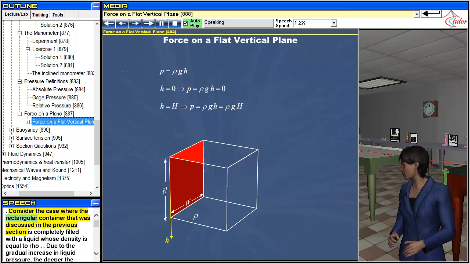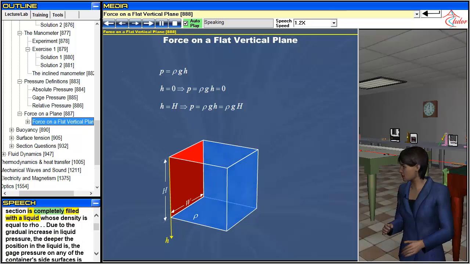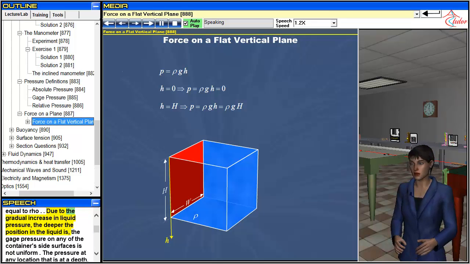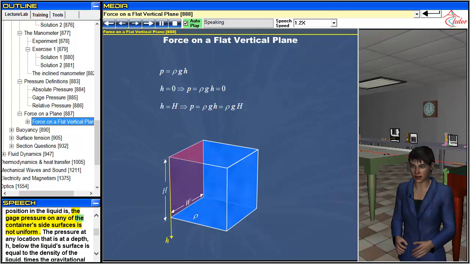Consider the case where the rectangular container that was discussed in the previous section is completely filled with a liquid, whose density is equal to ρ. Due to the gradual increase in liquid pressure, the deeper the position in the liquid is, the gauge pressure on any of the container's side surfaces is not uniform.